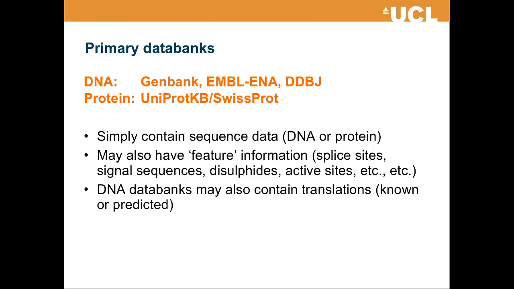So these examples simply contain sequence data for DNA or protein. They also may have feature information, by which I mean for DNA, things like the splice sites, where the exons and introns are, and so on. We also might annotate things like signal sequences, disulfides, active sites, and so on. The DNA databanks frequently also contain translations. So these may be known translations where we know what the sequence of the protein is, or they may be predicted based on computational tools.